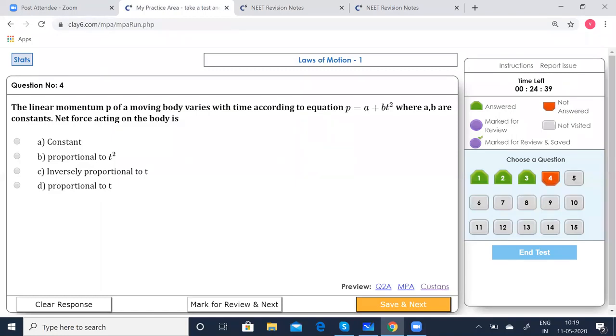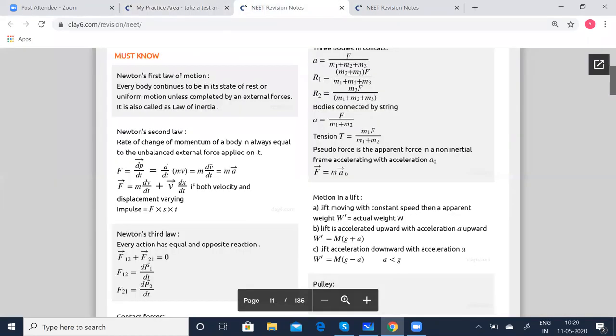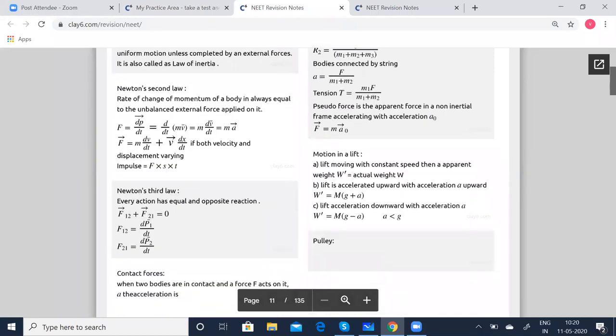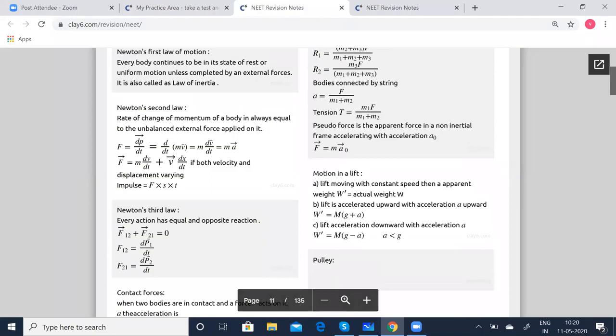The linear momentum P of a moving body varies with time according to the equation P is equal to A plus BT squared, where A, B are constants. The net force acting on the body is what? Okay, linear momentum. Now let us see what is linear momentum given here. Now you can see that F is equal to dP by dt, right? F is equal to dP by dt.